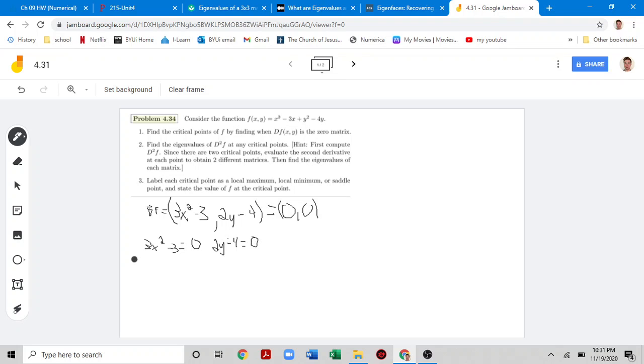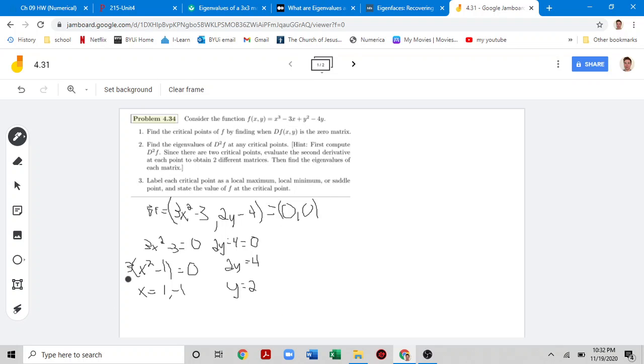So for this, let's solve this. Let's factor out a 3. This will be 3 times x squared minus 1 equals 0. As you can see, x would equal either positive 1 or negative 1. And for this, I'm going to make 2y equal 4, so y will be equal to 2. All right, cool. So we just found the x's and the y's.